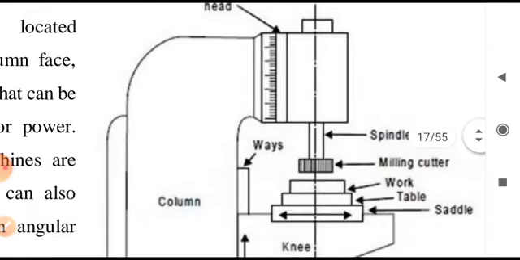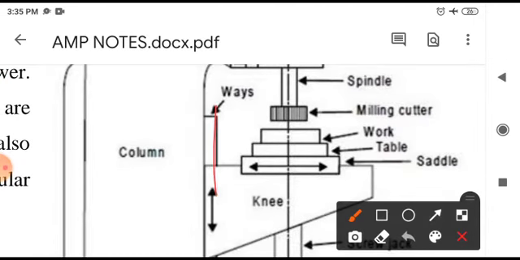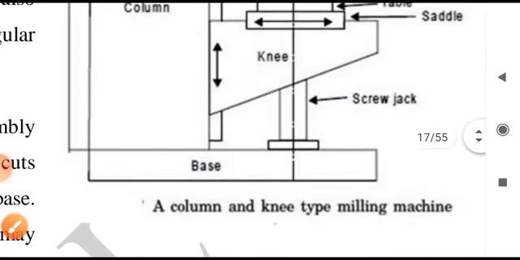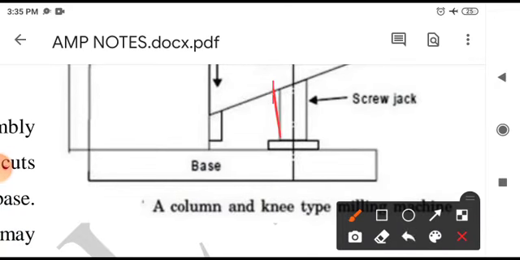Here are guideways. Guideways are provided for moving this knee up and down. Then this saddle is also on guideways. Separate guideways are provided for the saddle to move left and right. Then work table, workpiece, milling cutter, spindle, column. Okay, then next screw jack. Screw jack is provided for taking this knee up and down. Then this is the base.